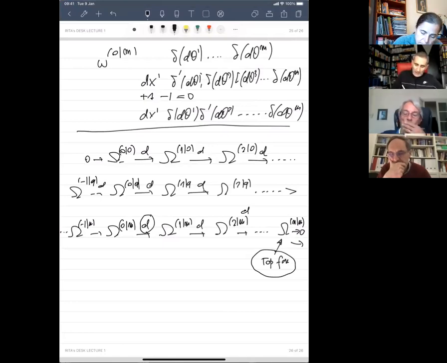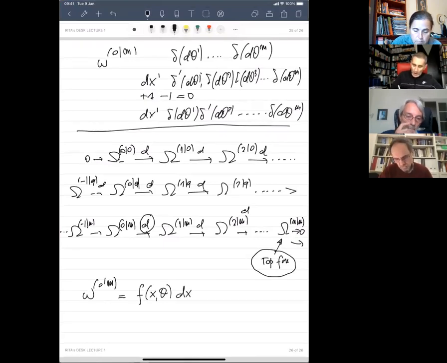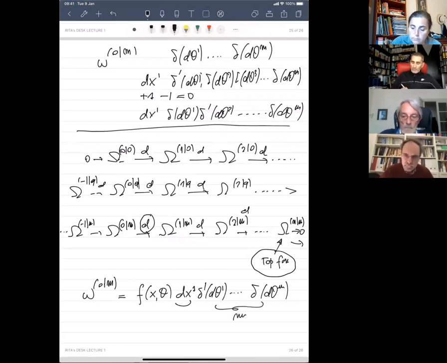Suppose that I consider a form like omega 0m, as I did before, which is just a function of x and thetas, and then I have dx1, delta prime of d theta 1, and then all the other delta functions of the d thetas. So now what is this object? It is an integral form with form number 0, because there is a dx here and one derivative here, and then all the possible m delta functions. Let me show you how the differential D works in this case.